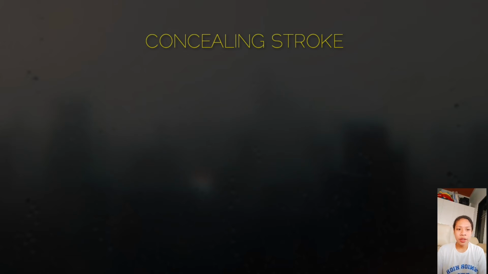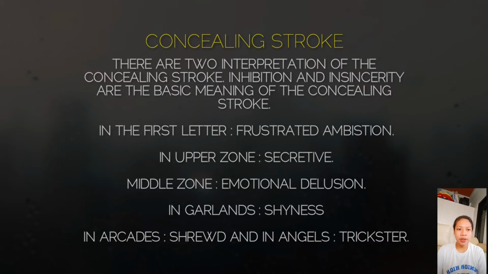Concealing stroke. There are two interpretations of the concealing stroke. Inhibition and insincerity are the basic meaning of the concealing stroke. In the first letter, frustrated ambition. In upper zone, secretive. Middle zone, emotional delusion. In garlands, shyness. In arcades, shrewd. And in angles, trickster.